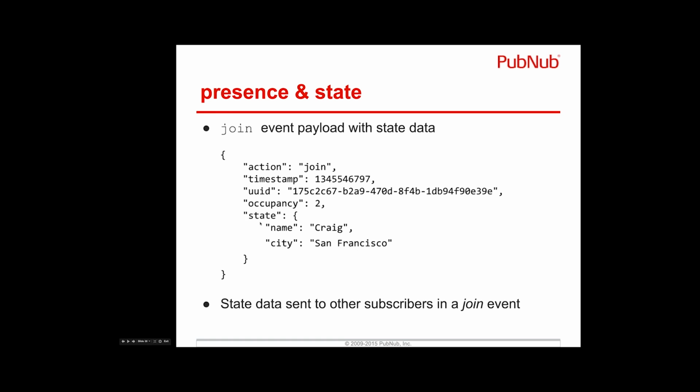And then you'll have state, and this is an application-specific JSON payload that can represent your state. In this particular case, we're giving the state of the name of Craig and a city of San Francisco. So if Craig moves out of San Francisco, he could change his city, he could change his state. And state is per channel, per UUID, meaning if I have one person subscribed to multiple channels, they're going to have different state on each channel.